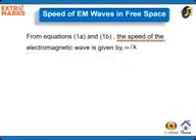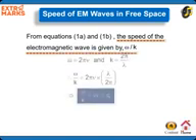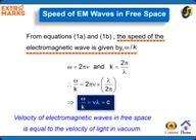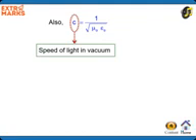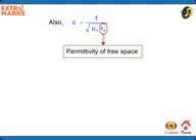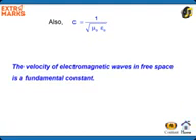Speed of EM waves in free space is equal to ω/k, which is equal to νλ, which is equal to c. Thus, velocity of electromagnetic waves in free space is equal to the velocity of light in vacuum. Also, c is equal to 1/√(μ0 ε0), where all the symbols have their usual meanings. Thus, it can be said that the velocity of electromagnetic waves in free space is a fundamental constant.